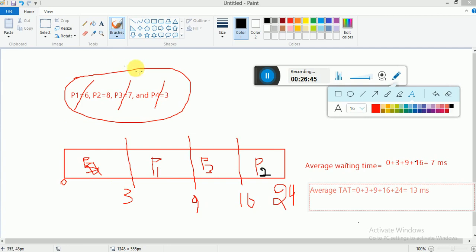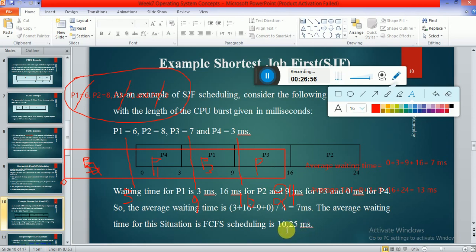If you solve the same example with first come first serve, the average waiting time and average turnaround time differ. Here the average waiting time is 7 milliseconds, and in FCFS scheduling it is 10.25. So which one is good? SJF, shortest job first, is good, because the processes should not wait for a longer time.